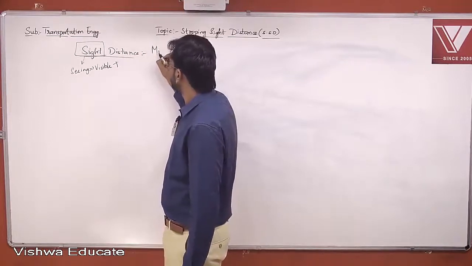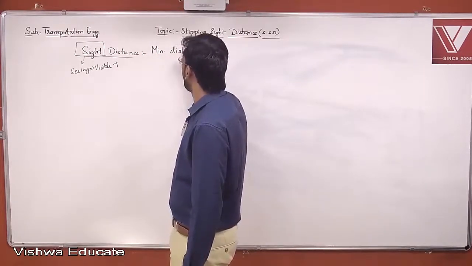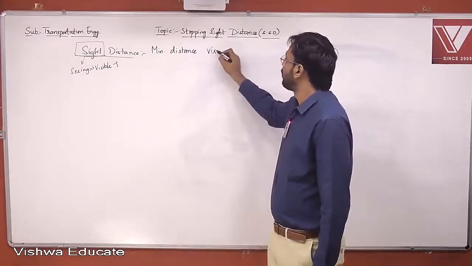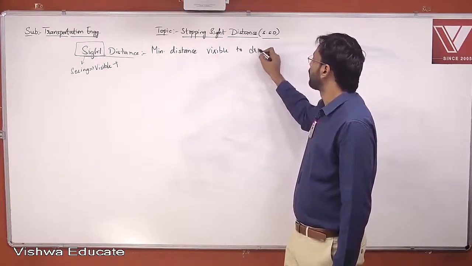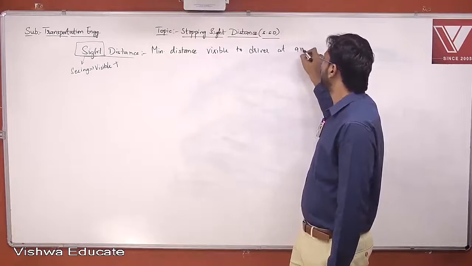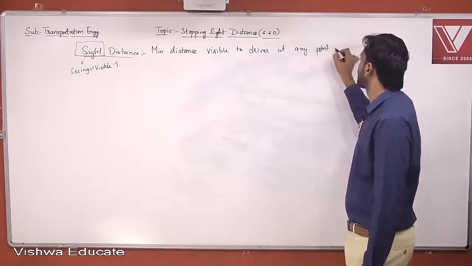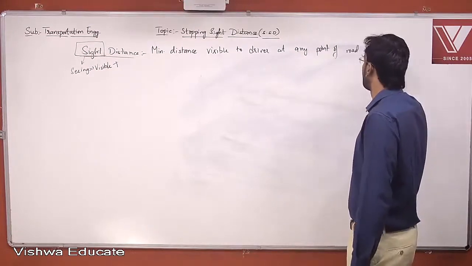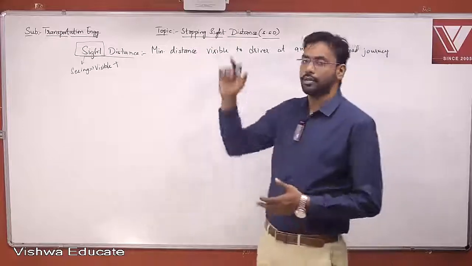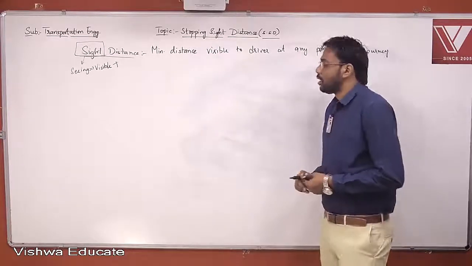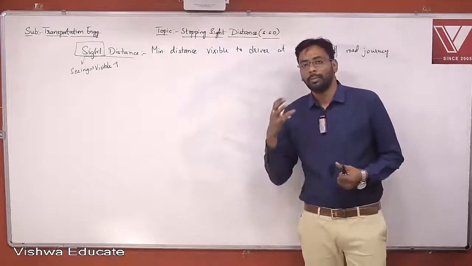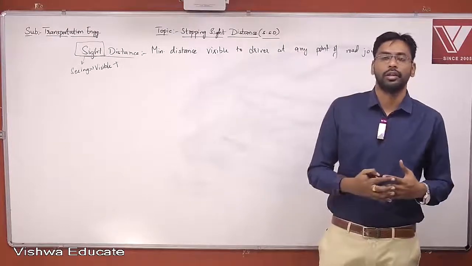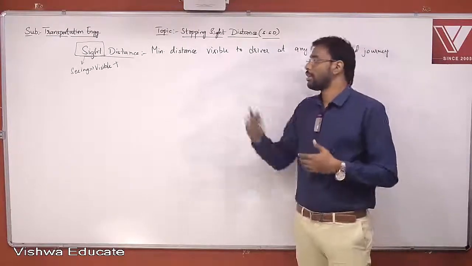The minimum distance visible to the driver at any point of the journey is called as sight distance. So if the driver is moving, then the minimum distance that is visible to the driver on his journey, on his movement, is called as sight distance.